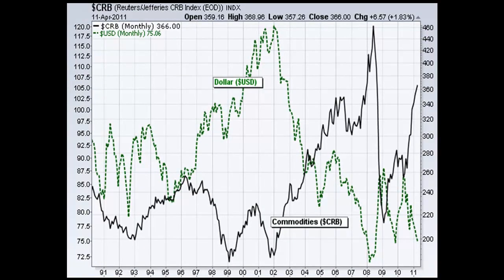We can see the inverse relationship between the US dollar and the commodity market, viewed by the CRB index. Note that there is a negative correlation or an inversion between the two. When the green line, which is the US dollar, rallies up, typically what you'll see is commodities trade lower. At some point, there will be a transfer and shift in the marketplace.